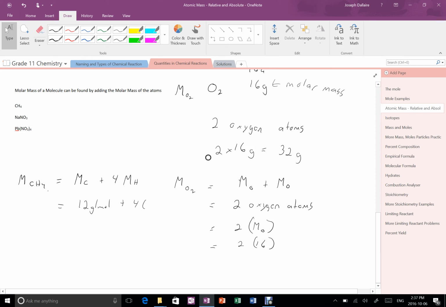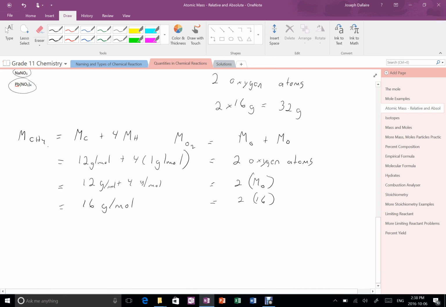Hydrogen is 1 gram per mole. So for that compound, if I wanted a mole of CH4, I would get 12 plus 4, or 16 grams per mole. That's nice and easy in a relatively simple compound. The concept for bigger compounds like these isn't any different. It just gets more annoying the more things you add in.